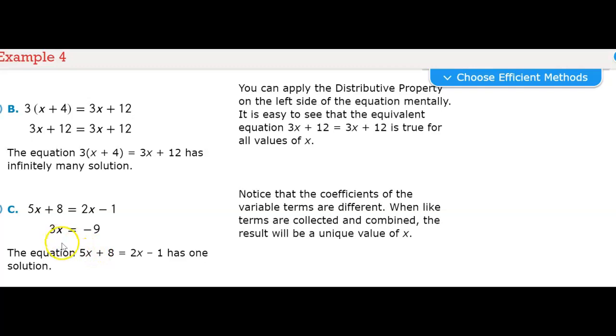And so the coefficients of the variable terms, the 5 and 2, are different. Those are your coefficients because they're attached to that variable. When like terms are collected and combined, the result will be a unique value of x. So the equation 5x plus 8 equals 2 times x minus 1 has only one solution.